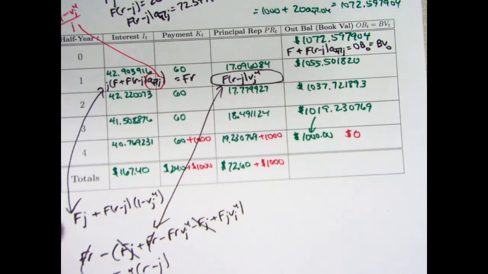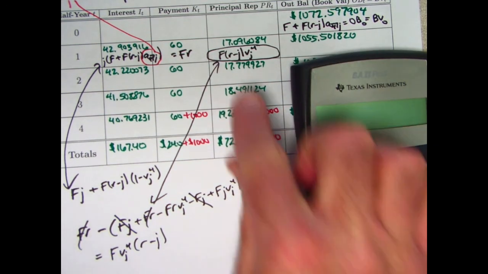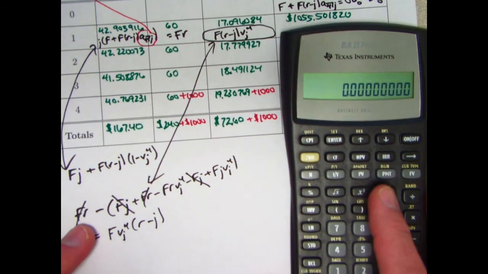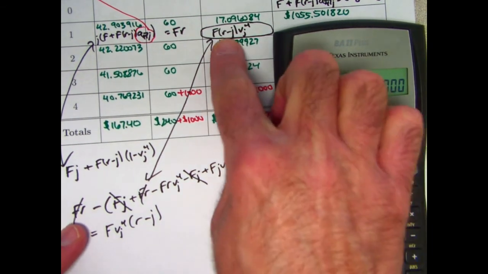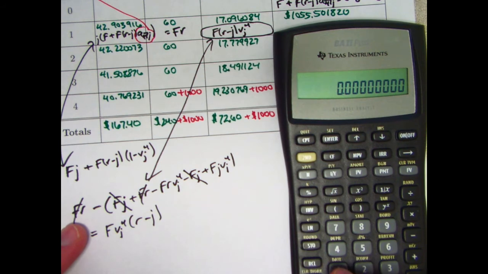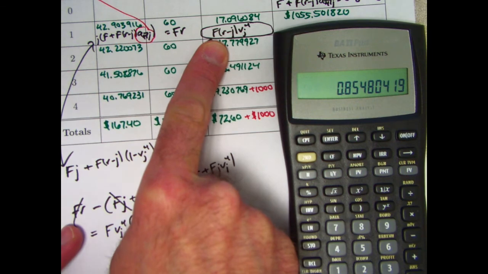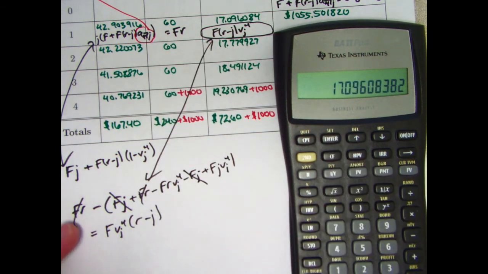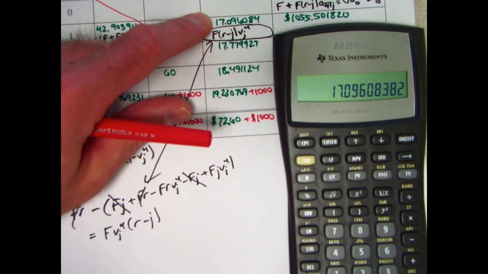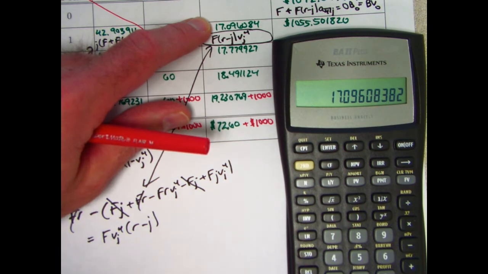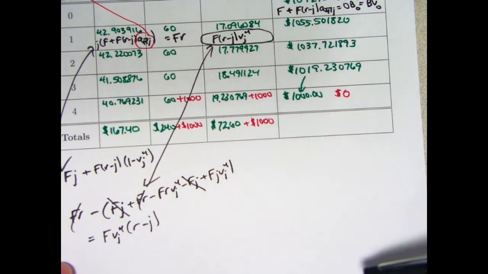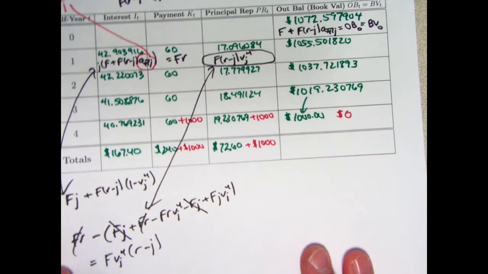Let's use the calculator to confirm that that is correct in this situation. F times r minus j is 20. What's Vj to the fourth? 1.04 is 1 plus j. Its reciprocal is v. Raise that to the fourth. I get this times F times r minus j, which is times 20. And I get that number, 17.09608382.